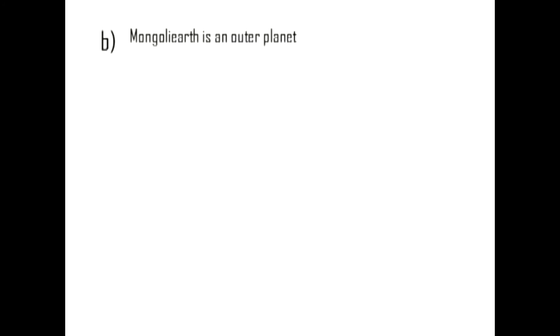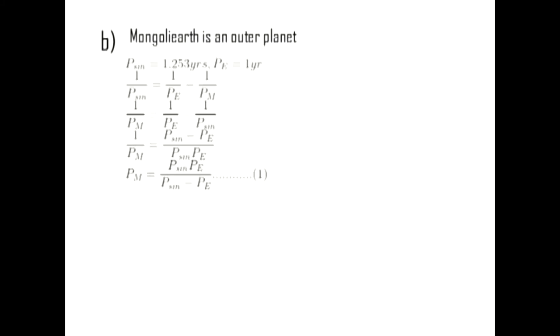Alright, moving on to part B, we know that Mongoliearth is an outer planet, which means that its period of revolution around the Sun should be longer than Earth's. So we can apply the formula of synodic period, which is stated in the problem, 1.235 years. If we do the algebra here, we will find that the period of Mongoliearth's revolution around the Sun is equal to the synodic period multiplied by the period of the Earth, divided by the synodic period subtracted by the period of the Earth.